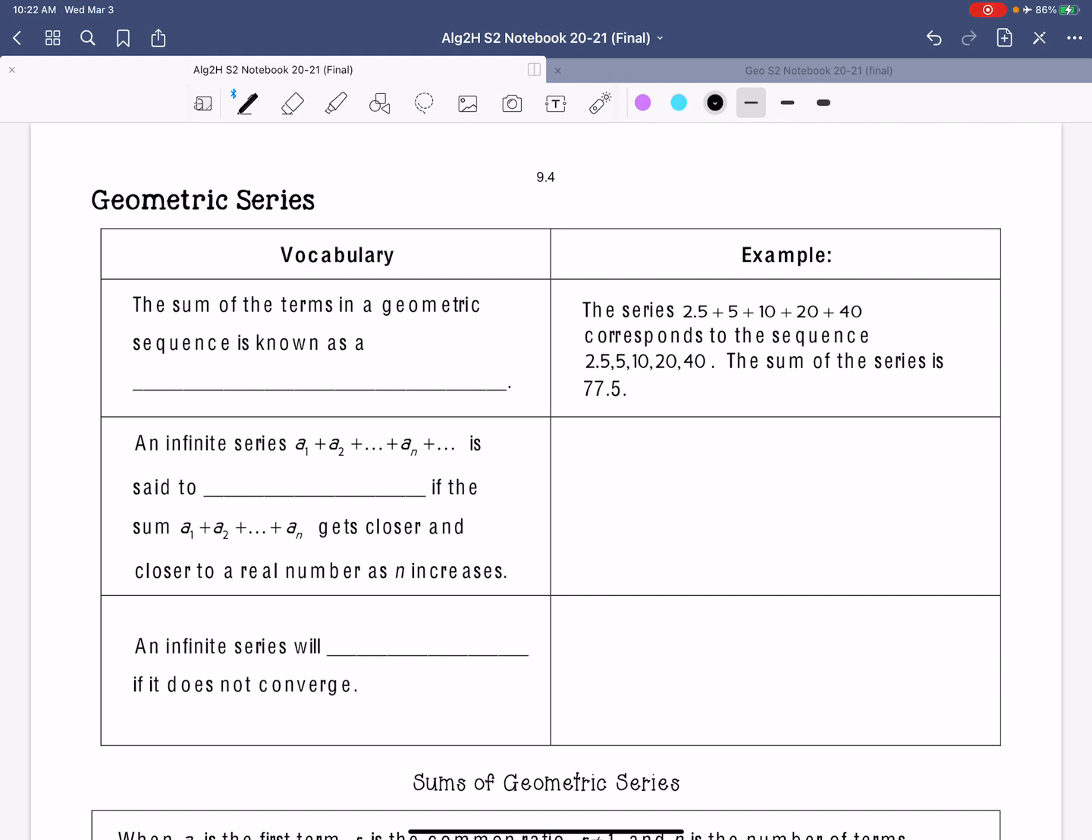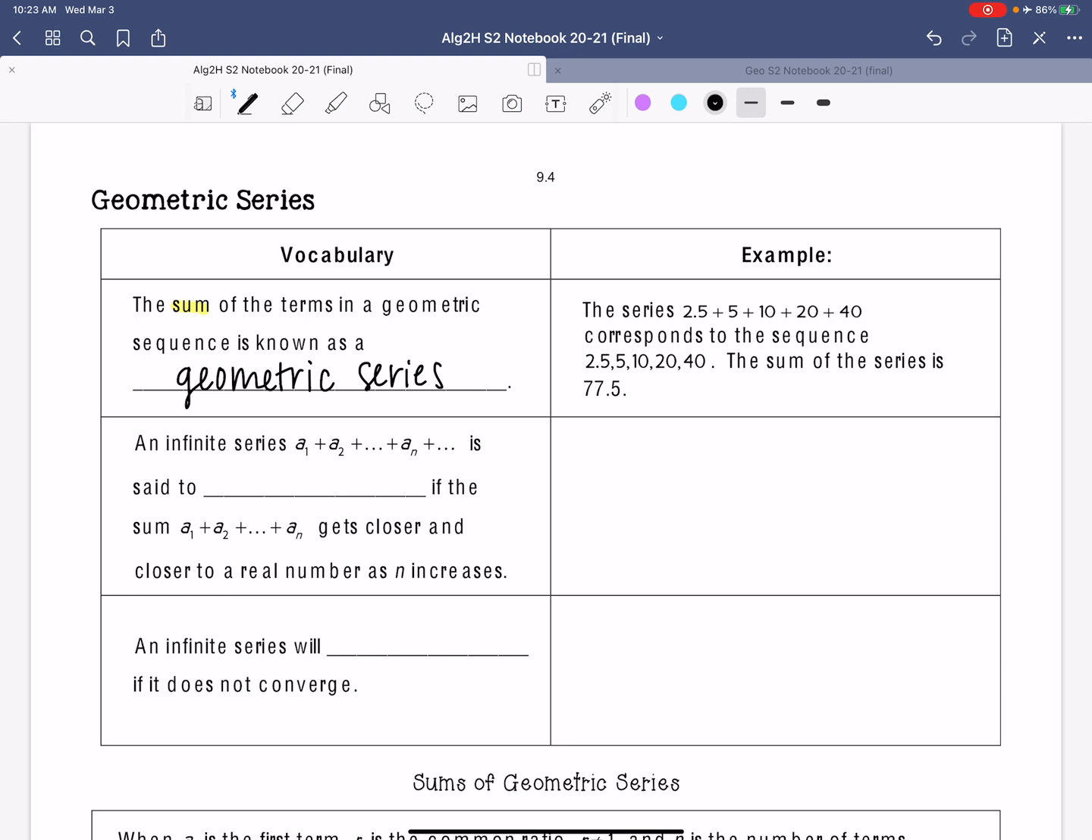Welcome to Notes 9.4. Today we're going to be talking about geometric series. So it says the sum, so that's the key word to a series, is the sum of the terms of a geometric sequence is known as a geometric series. So the series 2.5 plus 5 plus 10 plus 20 plus 40 corresponds to the sequence 2.5, 5, 10, 20, 40. The sum of the series is 77.5.